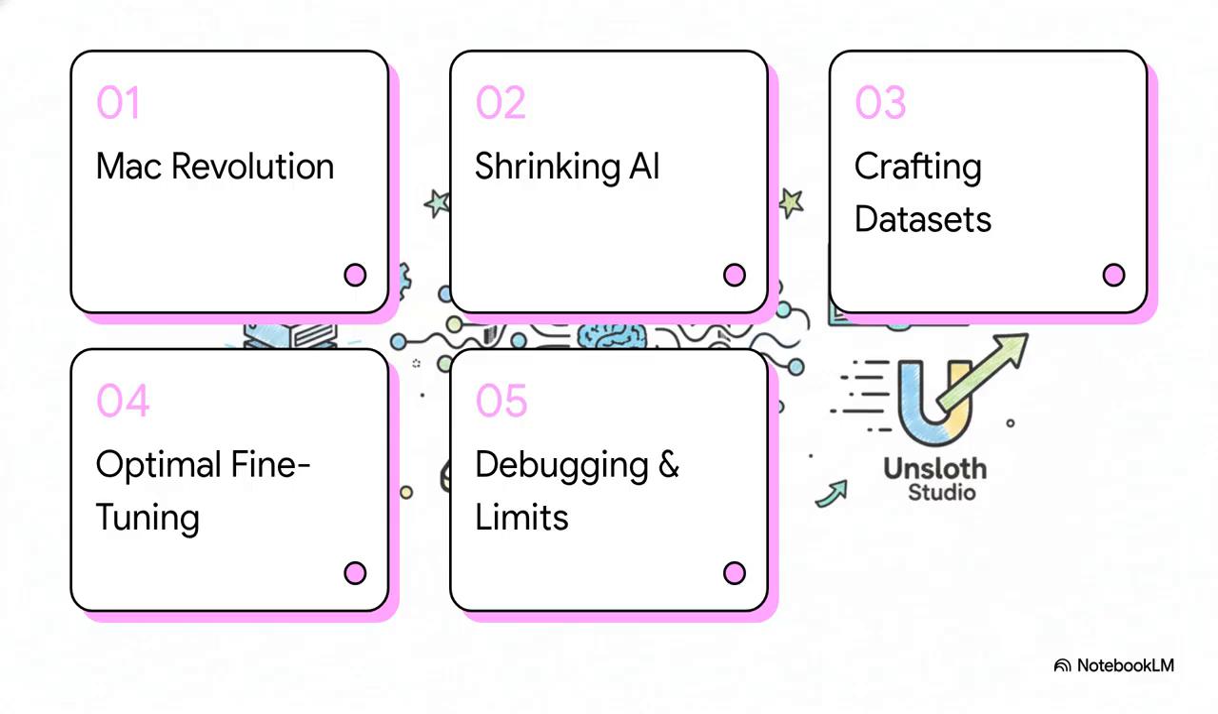So, here's our roadmap for today's explainer. 1. The local AI Mac revolution. 2. Shrinking AI with quantization and distillation. 3. Crafting the perfect dataset. 4. Optimal fine-tuning in Studio. And finally, 5. Debugging and known limitations.